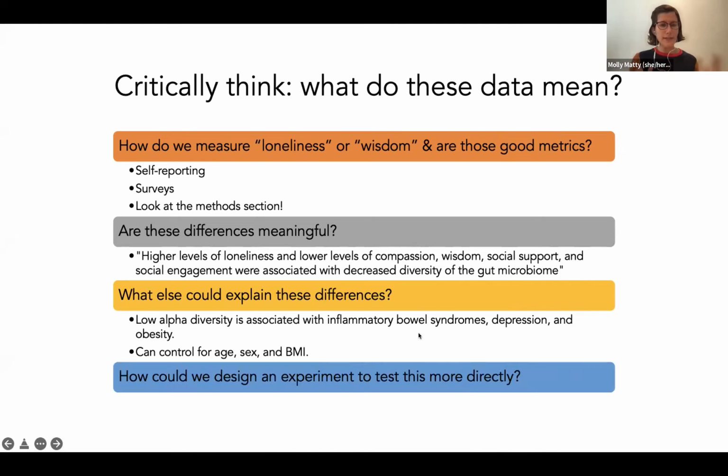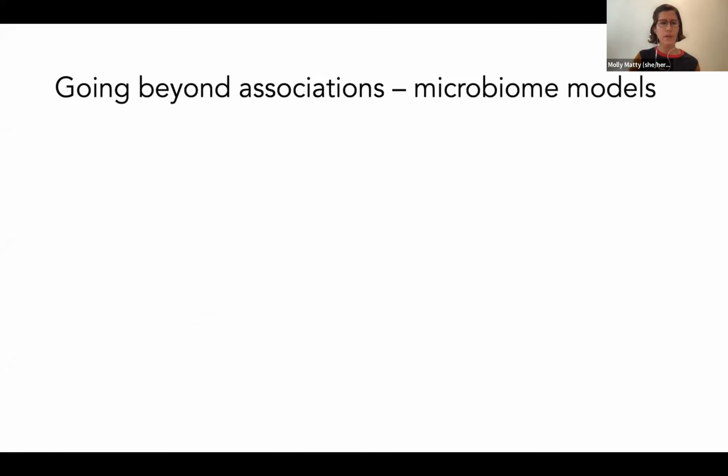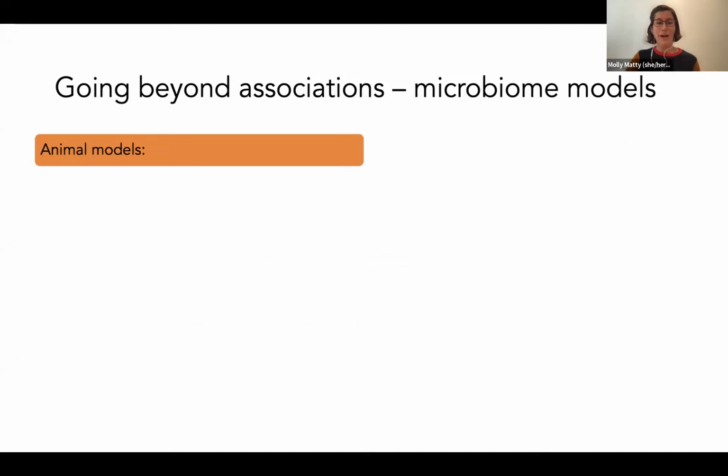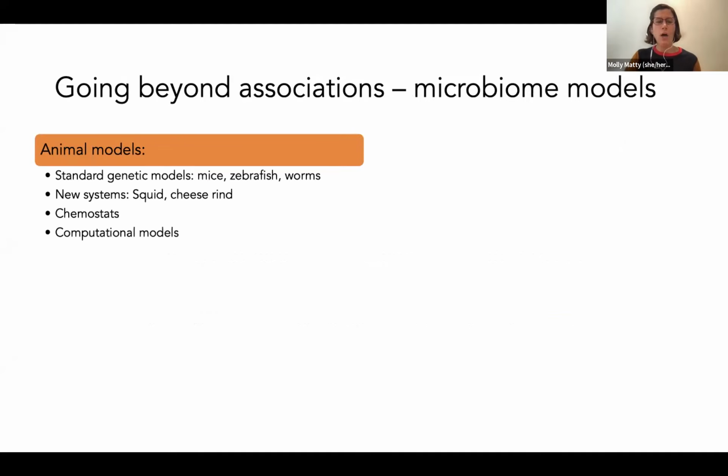And then in the last minute I would love to talk about designing an experiment to test this more directly, or how we would do this in the lab. So I like to use models for microbiome research. I use animal models like zebrafish, worms, and some of my colleagues use mice. There's other ones that are like squid, even a cheese rind. And if you're opposed to using animal models, you can do all of this in a computational setting or using just chemicals in a vat.